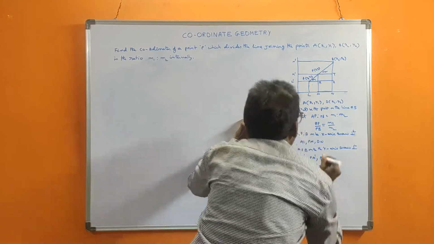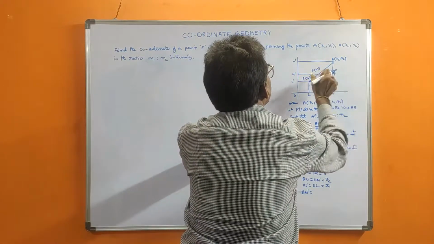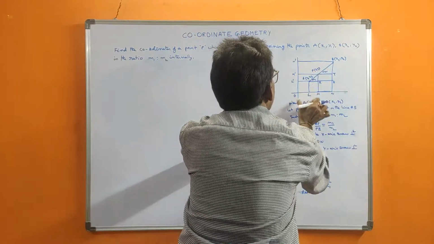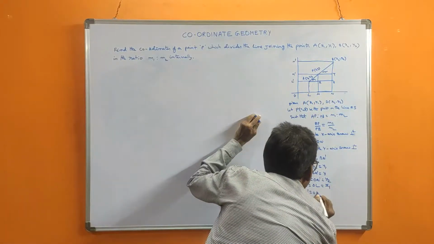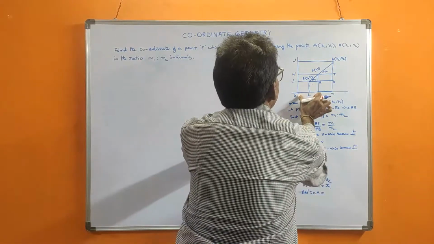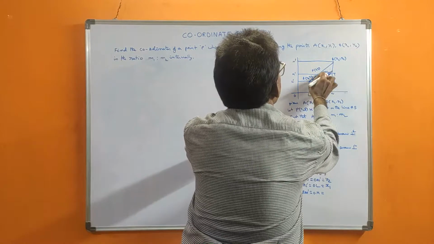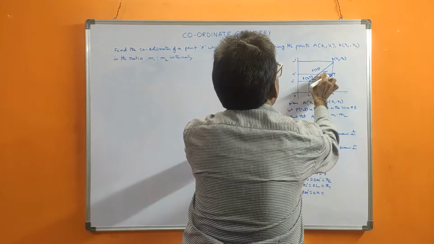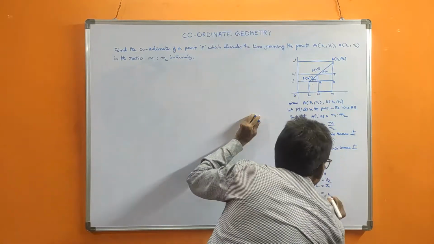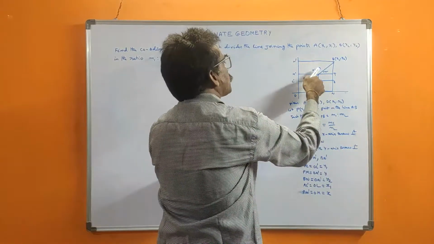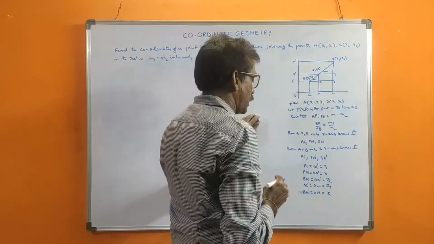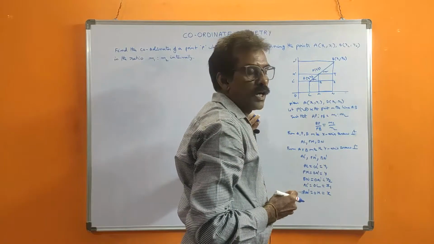PM dash. The PM dash is equal to horizontally OM. That distance is the horizontal distance of this point, that is x. Only x. Let this point be (x, y). We took this as (x, y). Those x, y values only we have to calculate.